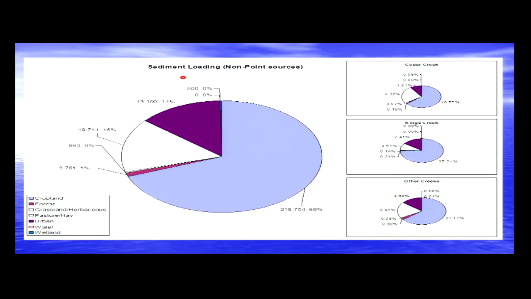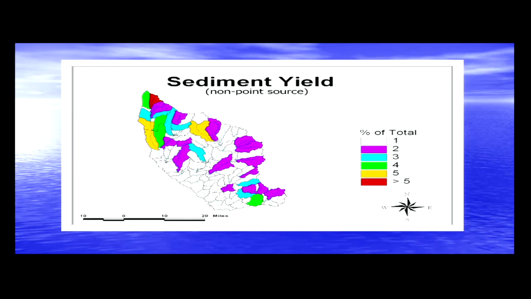Again, this is the sediment loading from the non-point sources. If you look at it, cropland produces almost 70% of your sediment, and urban produces about 14%. If you want to look at where the source is coming from, these are the sub-basins where most of the sediment is coming from, the top sediment sources. So if you want to make any recommendation for your BMP, these are the most appropriate places to do that.